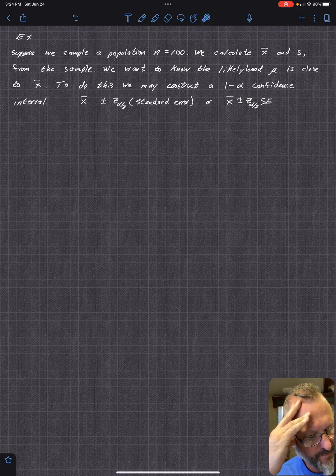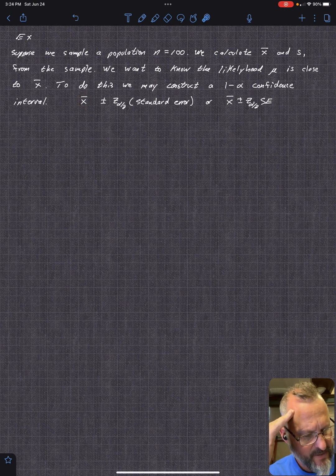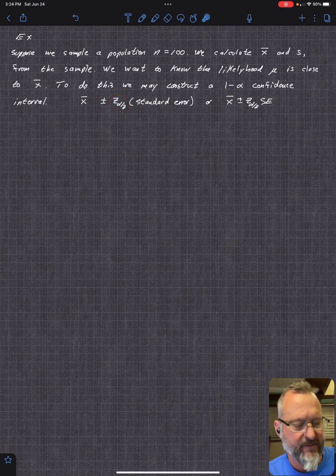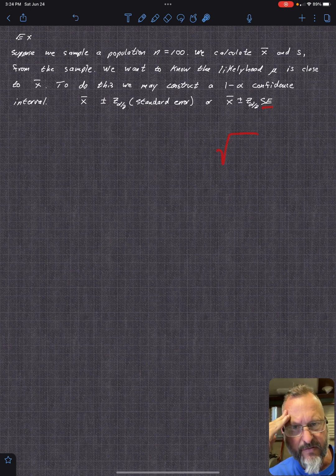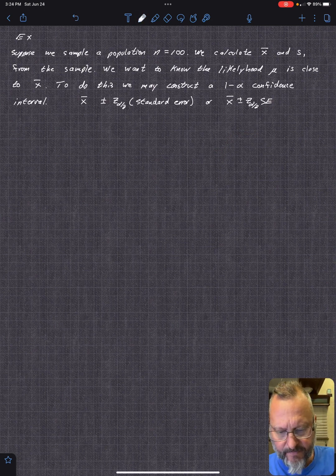You do your x bar, whatever that mean might be, and then plus or minus the z-score. That'll be 1.96 if it's 95%. It'll be higher if it's like 98, 99%. It'll be a smaller number if it's a smaller interval. Times the standard error, or SE. And so those are the square roots and stuff that we just did above.